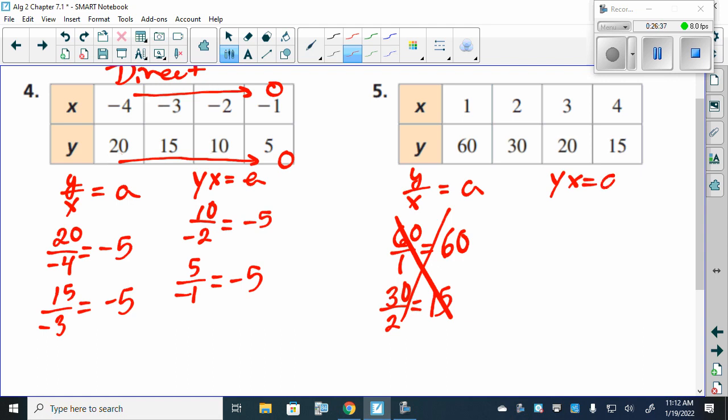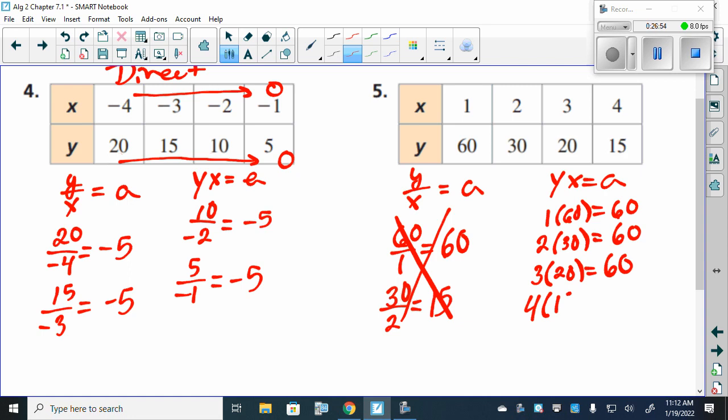Now we can try inverse, y times x. So we can say 1 times 60 is 60. 2 times 30 is, 3 times 20 is, and 4 times 15 is, well, hey, they all have the exact same constant amount, so this would be inverse. So this here would be an inverse variation. Any other questions on these here?